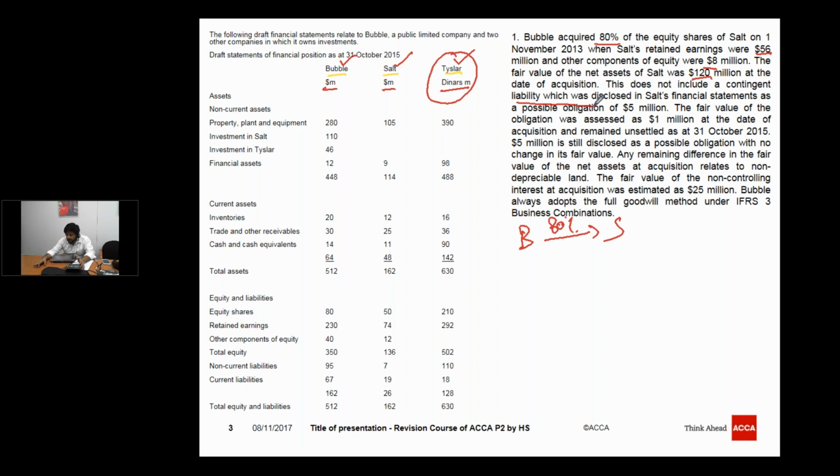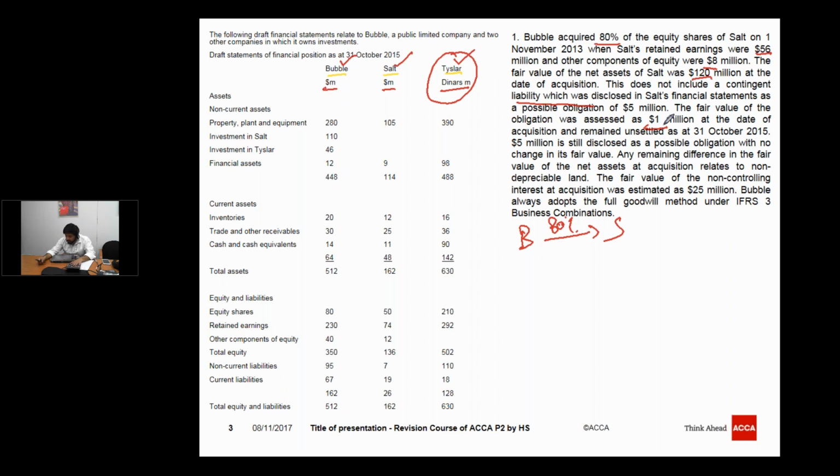So according to IAS 37, for contingent liabilities, if the chance of payment is possible, it should be disclosed in the notes, as the company has disclosed the amount. But for the purpose of consolidation, you have to recognize all the possible obligations. So the contingent liability should be provided for the purpose of consolidation. So this does not include a contingent liability which is disclosed in the financial statements as a possible obligation of 5 million. The fair value of the obligation was assessed as 1 million at the date of the acquisition and remained unsettled at 31st October 2015.